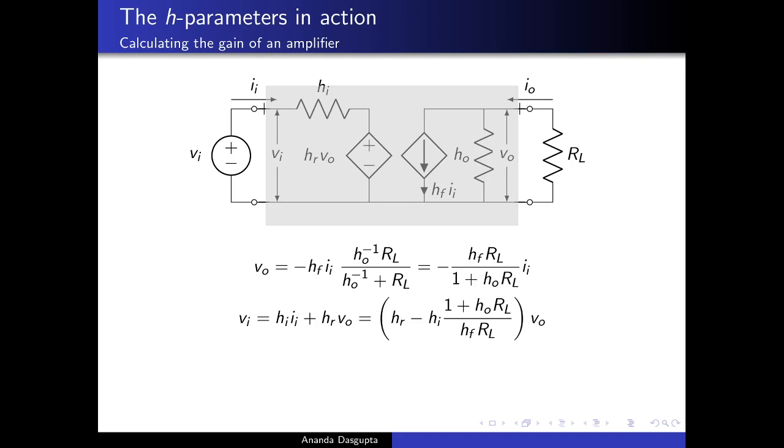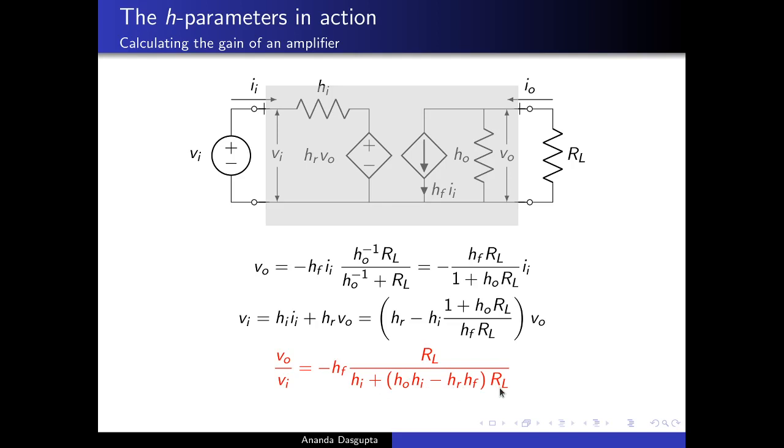So VO by VI, this voltage gain, is simply the reciprocal of this quantity. And we can simplify this expression just by multiplying it out and so on. And it's a matter of simple algebra again to see that what comes out is minus HF into RL divided by HI plus this combination HOHI minus HRHF times RL. So this is a pretty complicated looking final result.